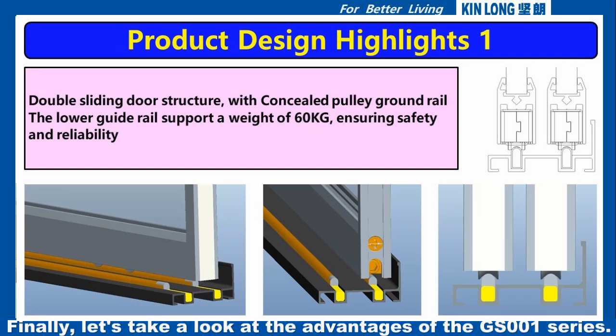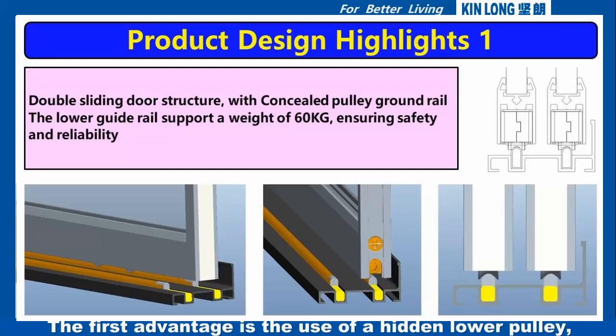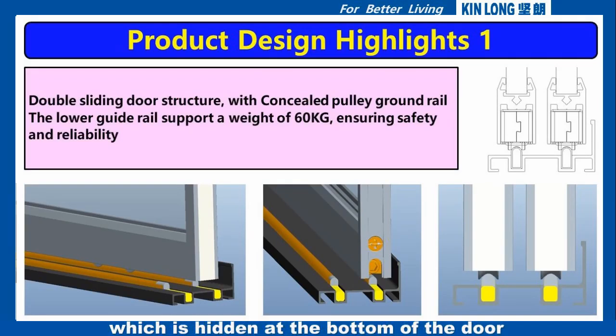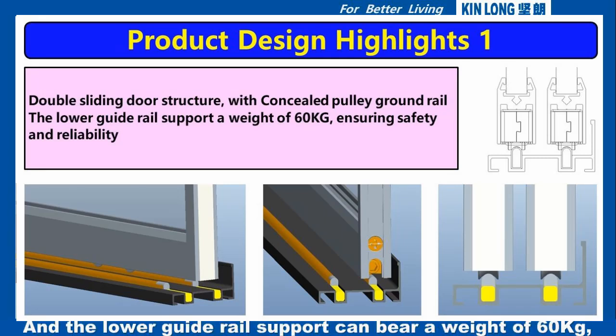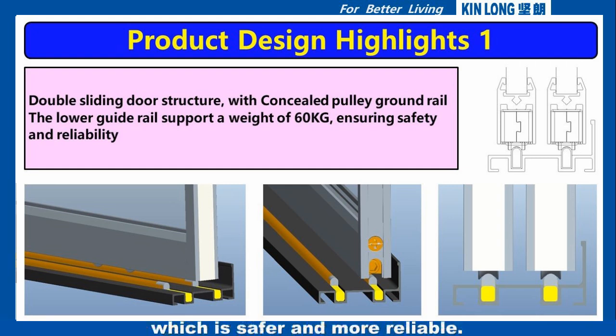Finally, let's take a look at the advantages of the GS001 series. The first advantage is the use of a hidden lower pulley, which is hidden at the bottom of the door and cannot be seen when the door is moving, making it look better. And the lower guide rail support can bear a weight of 60 kg, which is safer and more reliable.